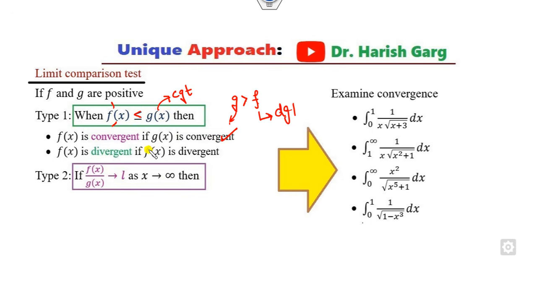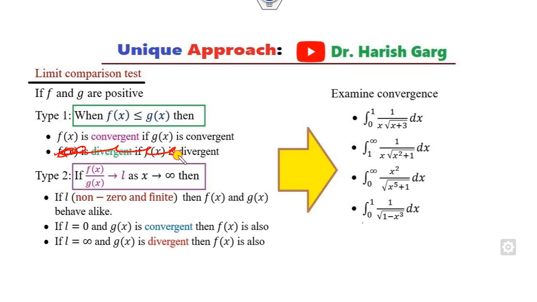Fine. So if g is my divergent, instead of this I can write: if f is greater than g, and g is my divergent, then f is my divergent. Second case, so I can skip this part. Now if you take the ratio, if L is non-zero, then whatever the nature of g is, the same is the nature of f. But if it is 0, then you must be convergent. If it is infinity, you must be divergent.